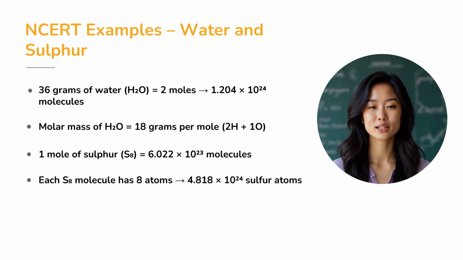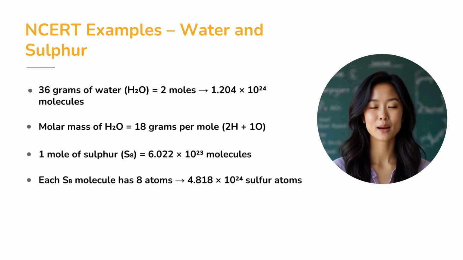Step 2. Calculate the number of moles. 36 grams divided by 18 grams per mole equals 2 moles. Step 3. Convert moles to number of molecules. Multiply the number of moles by Avogadro's number: 2 multiplied by 6.022 times 10 to the power 23 equals 1.204 times 10 to the power 24 molecules.